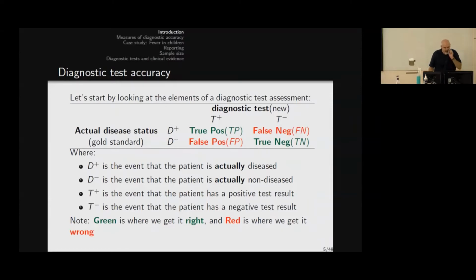Okay, so just note the green here is where we get it right. The red here is where we get it wrong. And these two different types of reds often aren't of equal importance. Sometimes a false negative is much more important than a false positive, and sometimes it's the other way around.